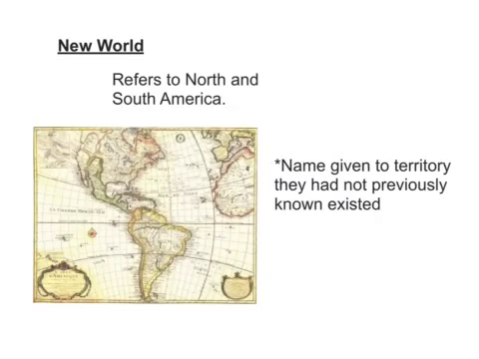Our next key term is New World. This just refers to North and South America. This was the name given to this territory because they had not previously known it existed. Make sure you draw a picture of the Americas or use the Americas as a keyword in the right-hand column of your vocabulary chart.